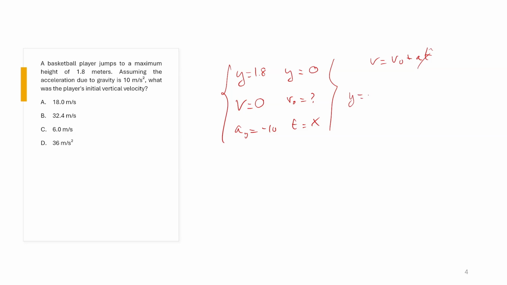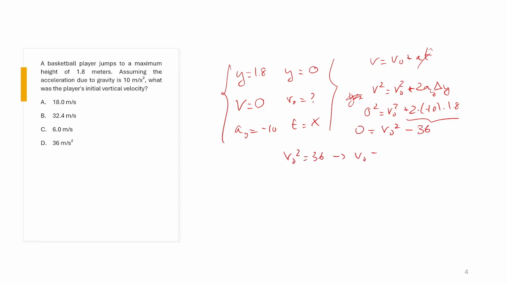This says that v squared is equal to v sub 0 squared plus 2a delta y. Now we need to replace the final velocity 0 squared, the initial velocity we don't know, the acceleration is minus 10, and the change in position is 1.8. So from here we have minus 20 times 1.8, that's minus 36. So we can keep going. V sub 0 squared is equal to 36, which of course means v sub 0 is equal to 6 meters per second. So option C.